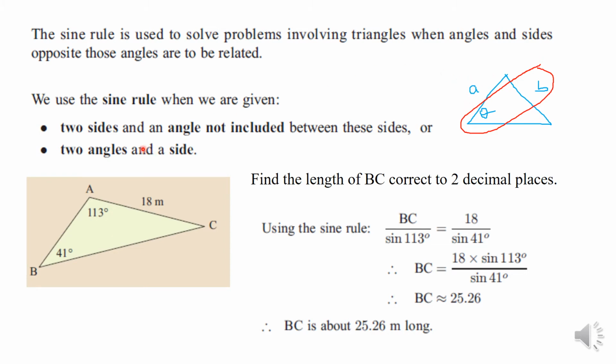So that is what this particular one means here. But this example here, a very quick one, is where you're supposed to find BC. You're given two angles here, and then you're given a side. So what you do is you put BC, or this whole distance, over sine of 113 degrees, because 113 is opposite BC, and you let it equal 18 over sine 41.